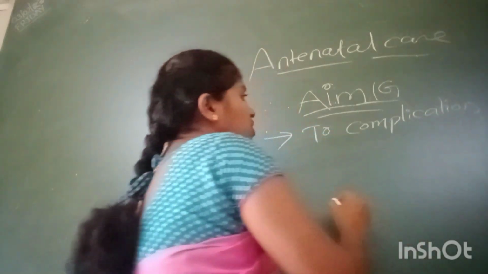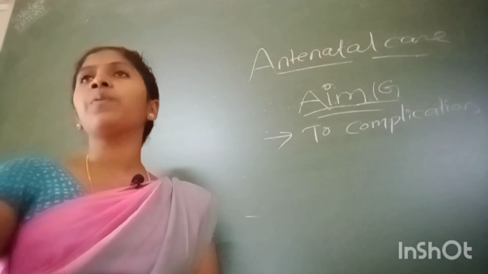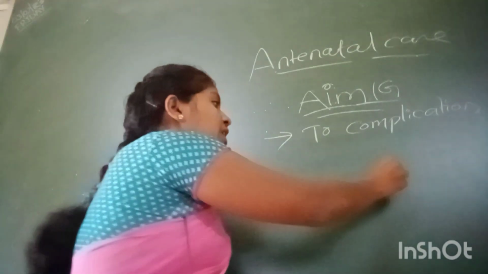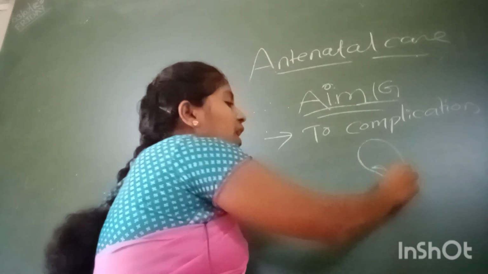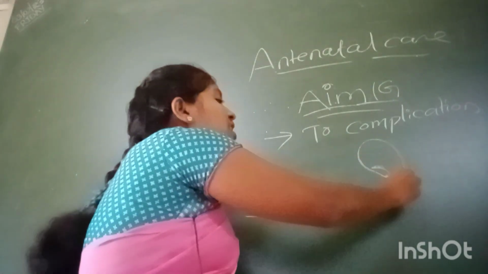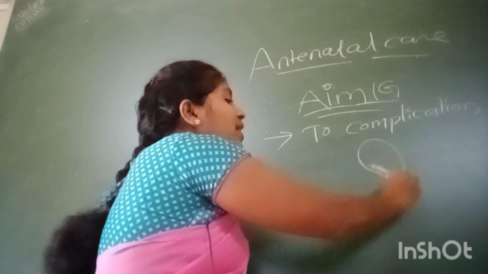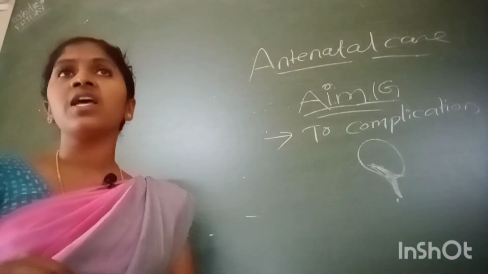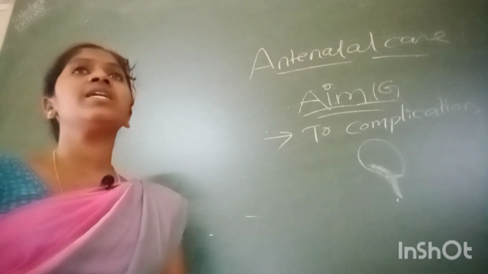Pregnancy complications. What are the pregnancy complications? One is placenta previa. Placenta previa means the placenta is attached near the cervical opening. So there is a chance of the placenta detaching from the cervix, which leads to abortion. Such complications we can assess during the antenatal period.